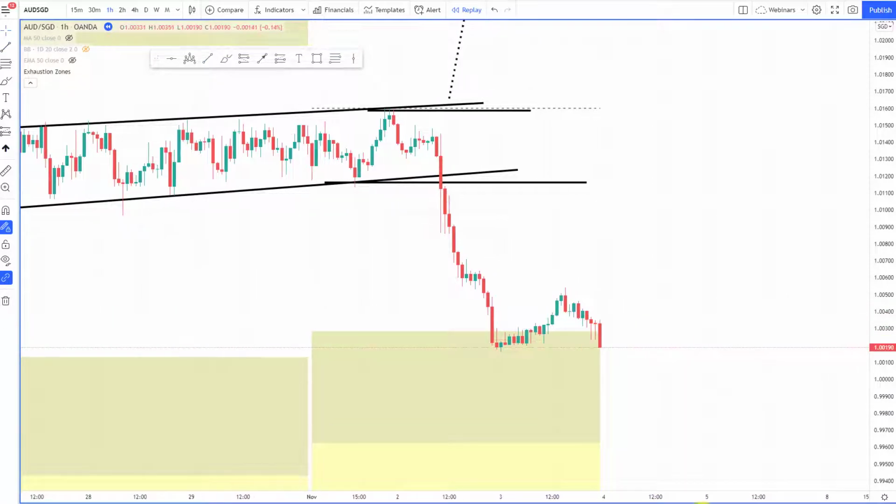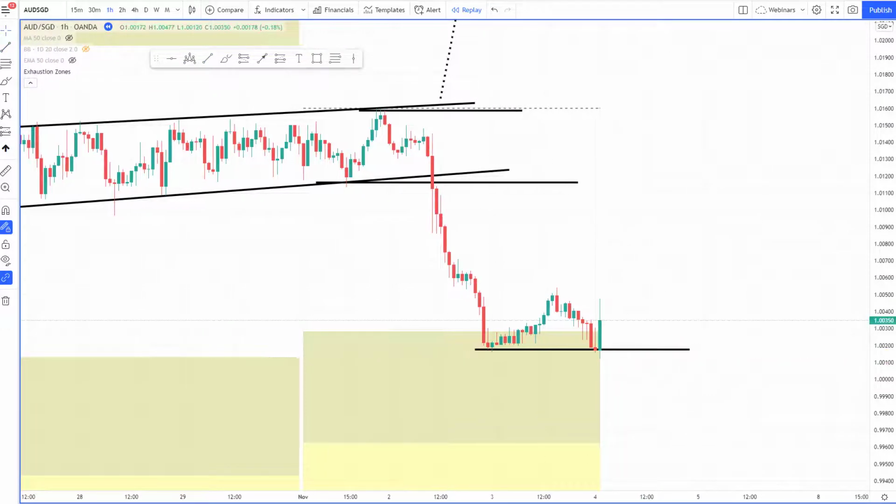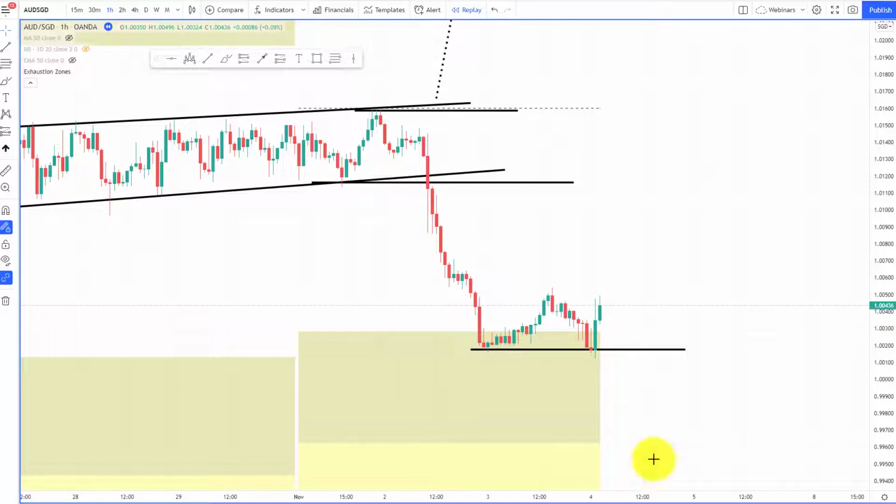Then let's follow the price action. It looks like it's gaining some momentum again. Here are the previous lows. And what do we see now? A strong reaction again at the previous lows, at the upper side of the exhaustion zone.